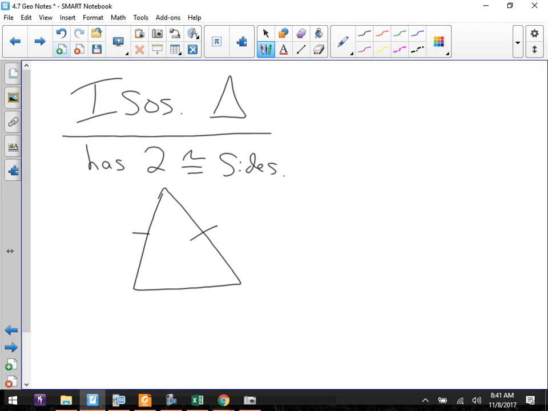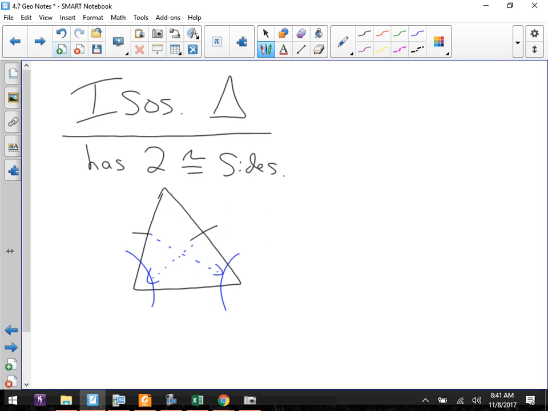When you look at these two sides, notice that the tick marks that I put on them are pointing towards what are called base angles. Those base angles then are also congruent. So an isosceles triangle has a set of sides that are congruent, and then they have a set of base angles that are congruent as well.